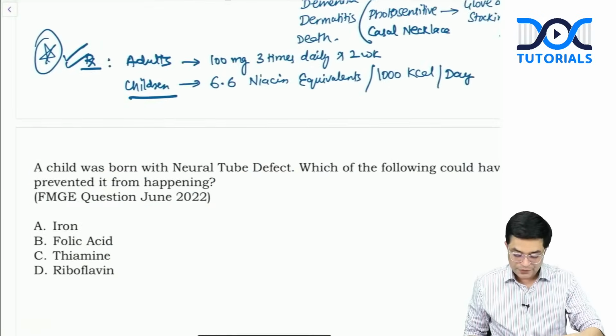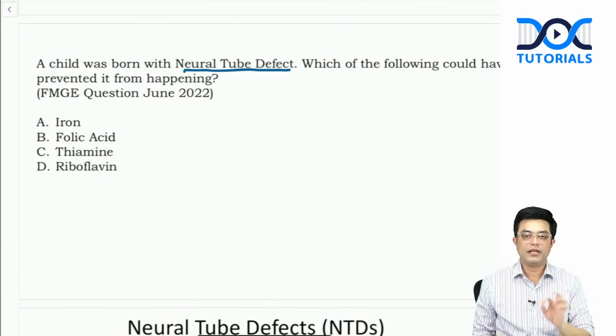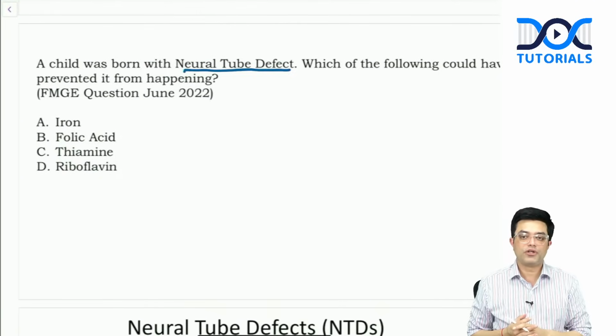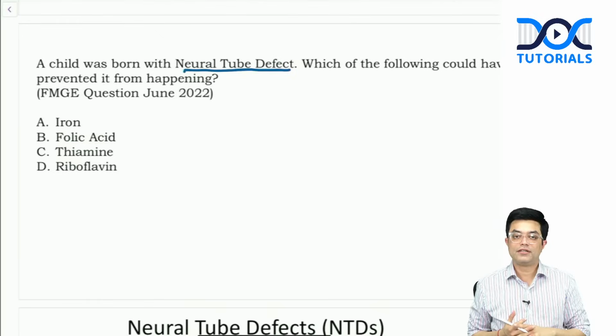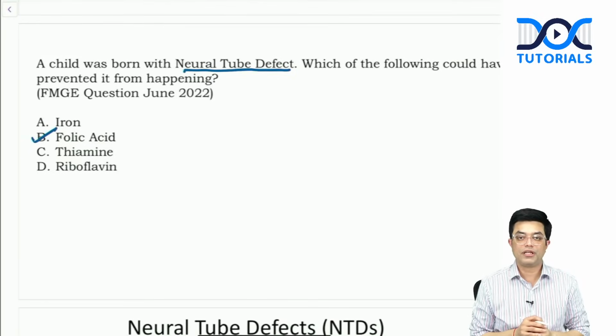Let's increase the speed. Child was born with neural tube defect. Neural tube defect हुआ patient को. Which of the following could have prevented it from happening? So neural tube defects arise due to failure of proper closure of neural tube, which vitamin deficiency prevents it? So folate supplementation can prevent it, right? Folic acid supplementation can prevent it.